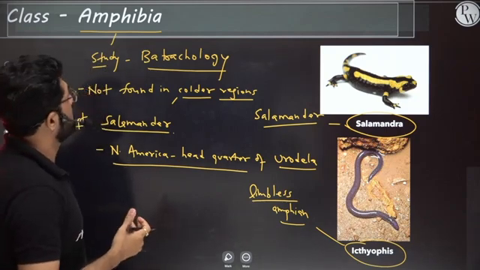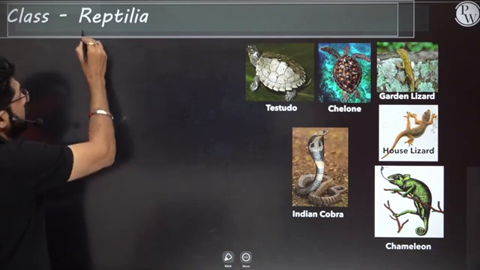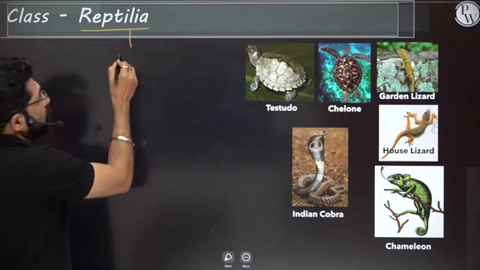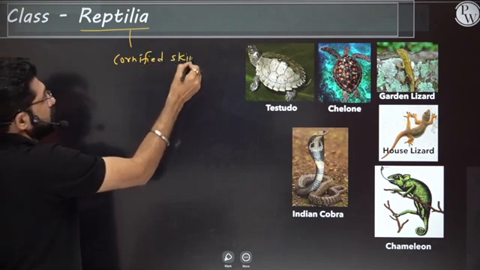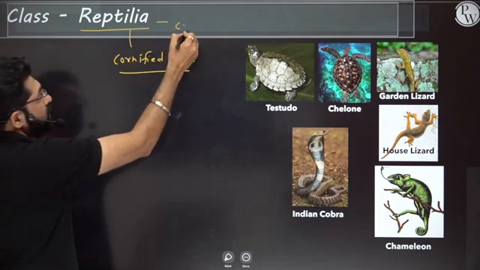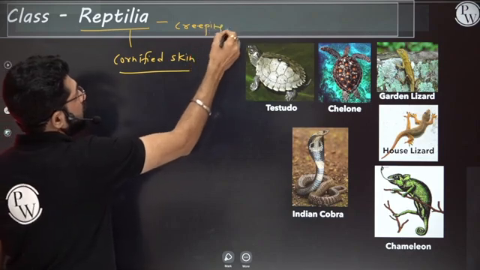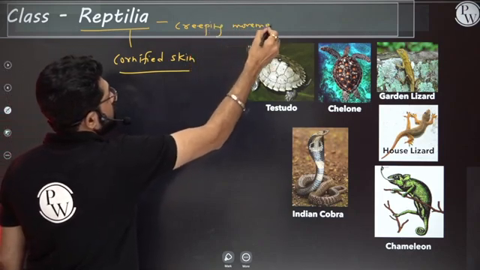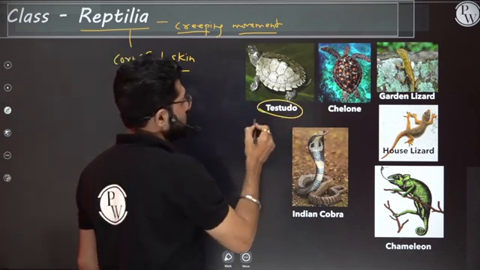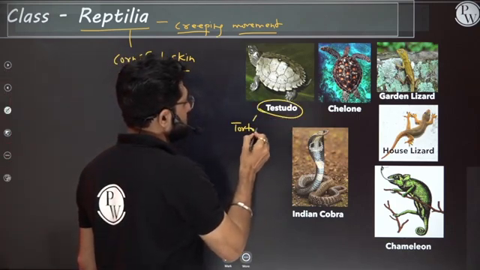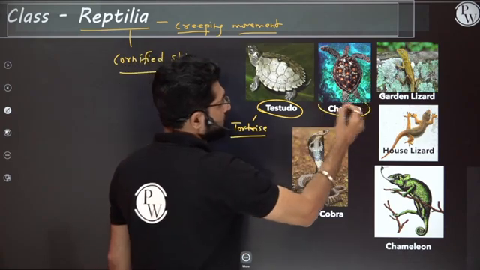Now let's talk about the next class, that is reptilia. Reptilia have cornified skin. They are characterized by creeping movement. These are common names you can see: Testudo is the tortoise, and Chelone is the turtle here.